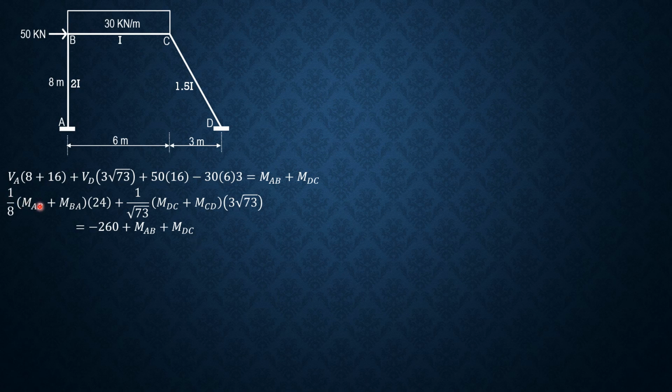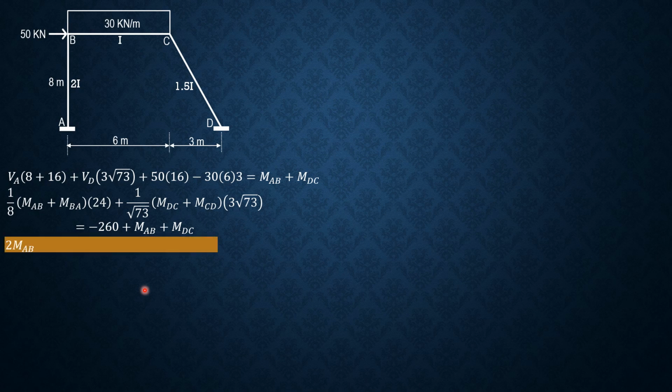So take note that this equation for VA is derived by experience if we sum up moment about B, taking AB as a free body. Then we have MBA here, which is assumed to be clockwise. Same is true with CD. Then we sum up moments about D. So V sub D times square root of 73 equals MDC plus MCD. So that's why we have 1 over square root of 73 MDC plus MCD for shear at D.